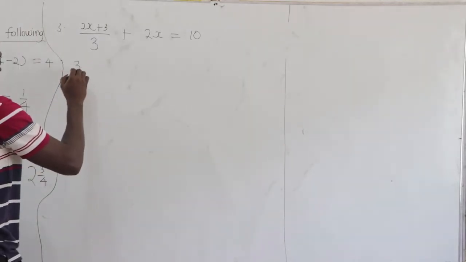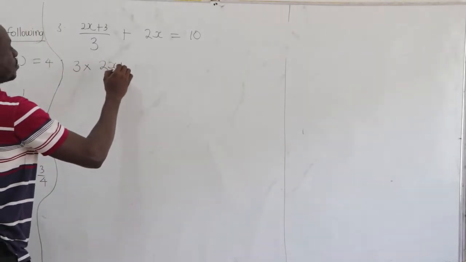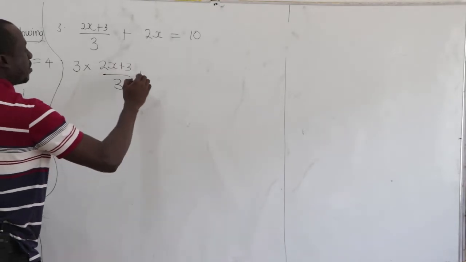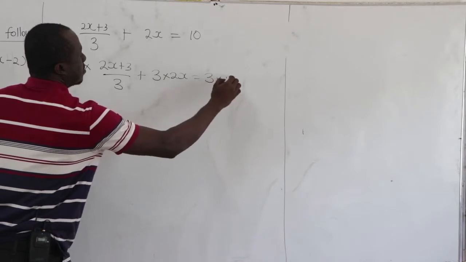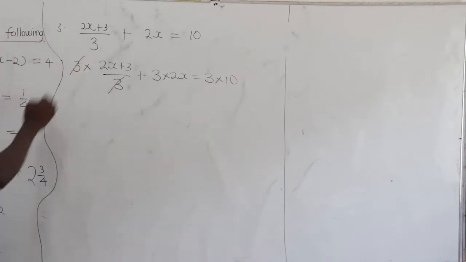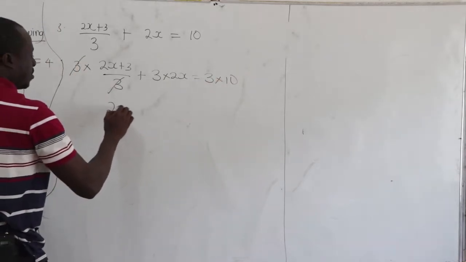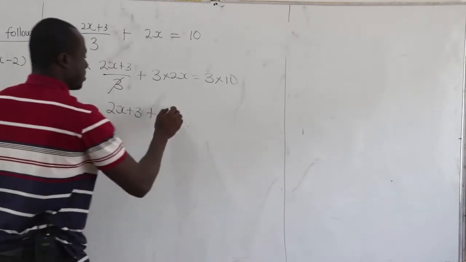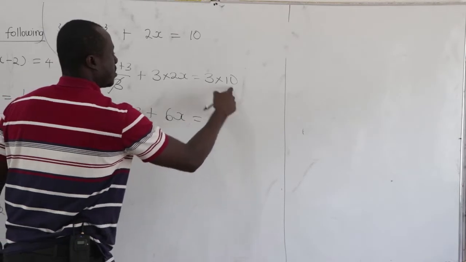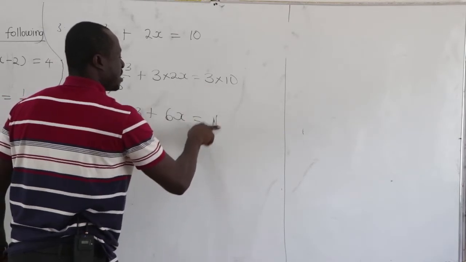So we have 3 times the first term, 2x plus 3 all over 3. We have 3 times 2x, 3 times 10. Now this 3 is cancelling out that. So we have 2x plus 3. Now 3 times 2x, this is 6x. And then 3 times 10, this is giving us 30.